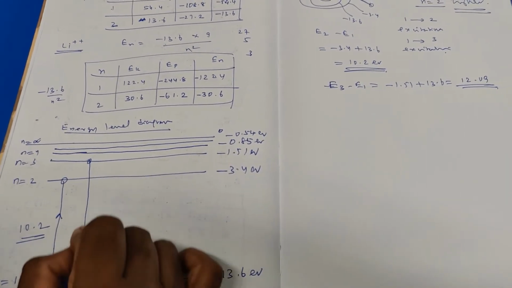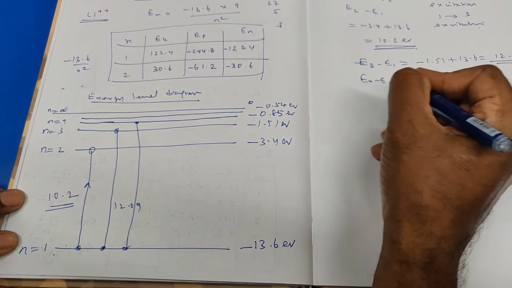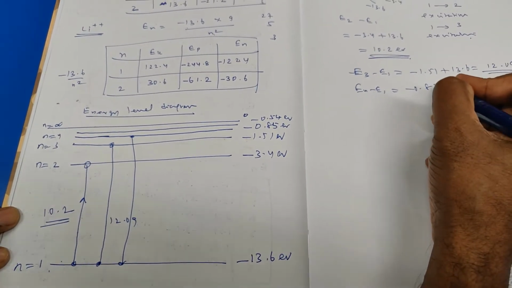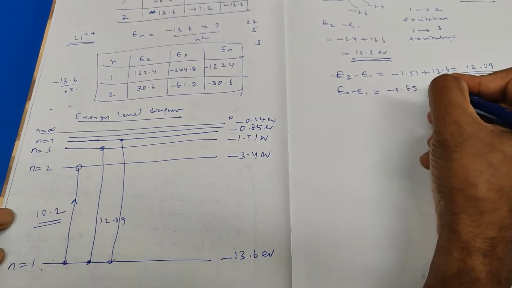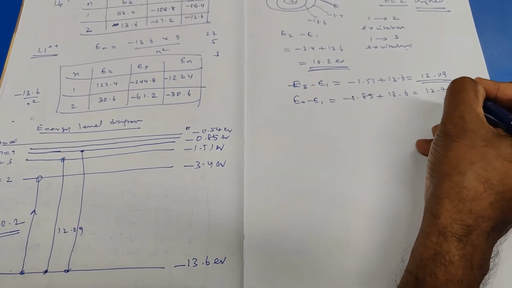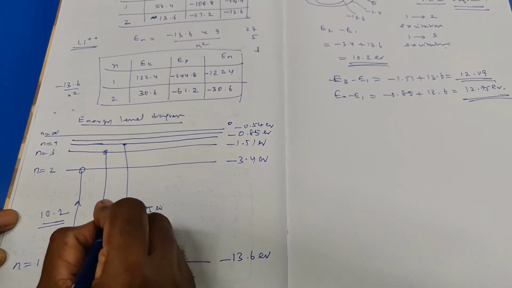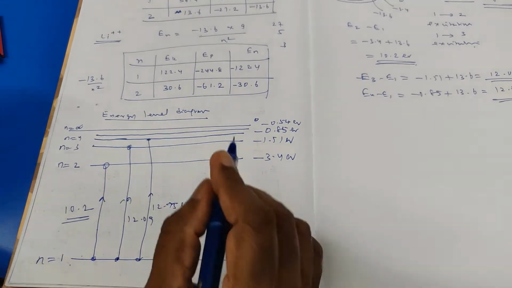And similarly, from here to the fourth level, how will it go? E4 minus E1. What is E4? Minus 0.85, minus minus 13.6 plus 13.6. The difference is 12.75 electron volt. So if the photon is 12.75 electron volt, then it will go straight away to this place.